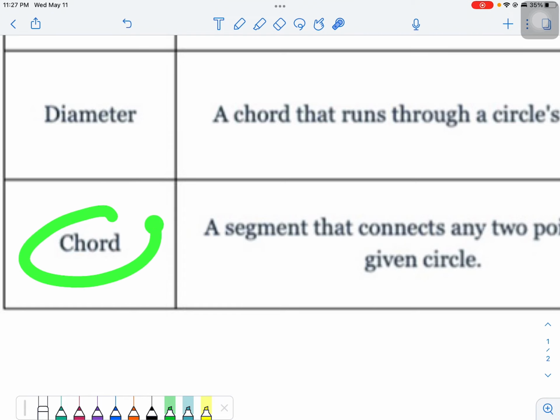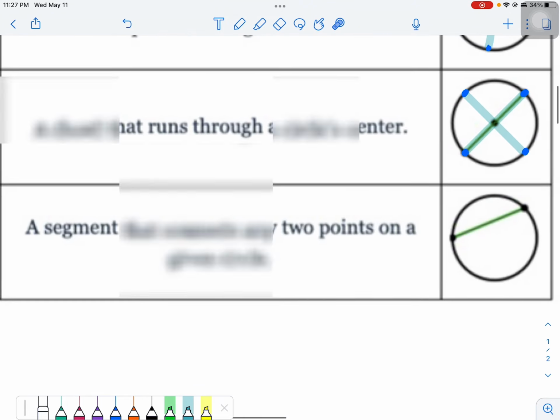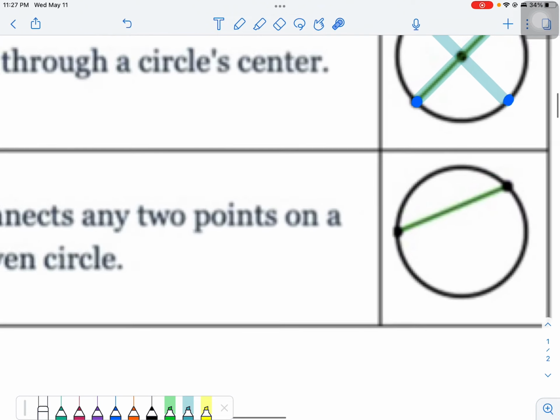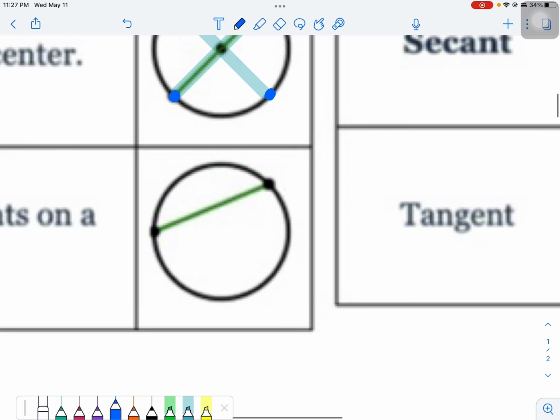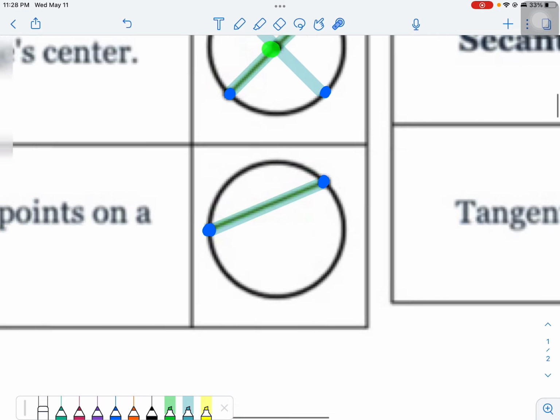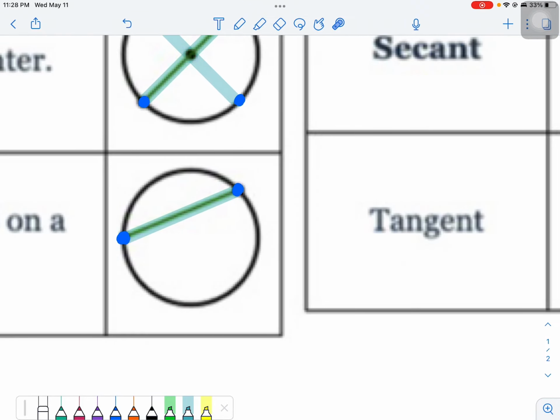Okay, next term is a chord. A chord is a segment that connects any two points on a given circle, right? So here we have a point here, and we have a point there. Now, the line that connects these two points is called a chord. Technically, this diameter is a chord as well, right? It connects one point to the other point with a segment, but this one goes through the center. Chords do not have to go through the center.